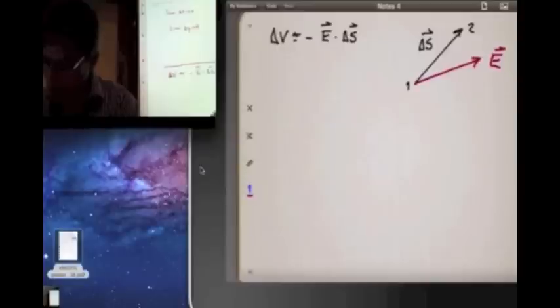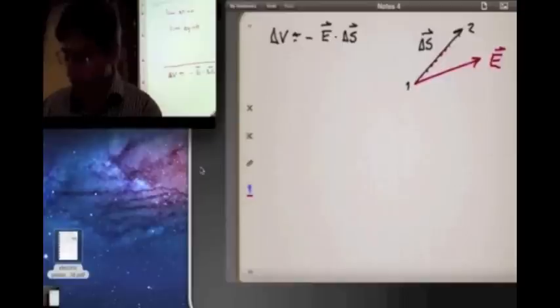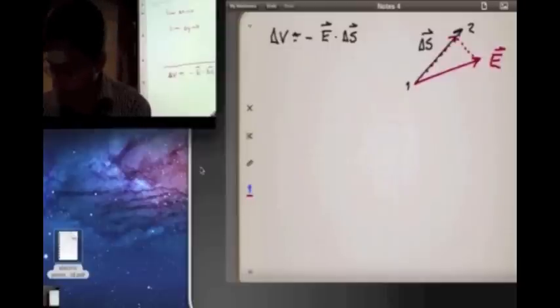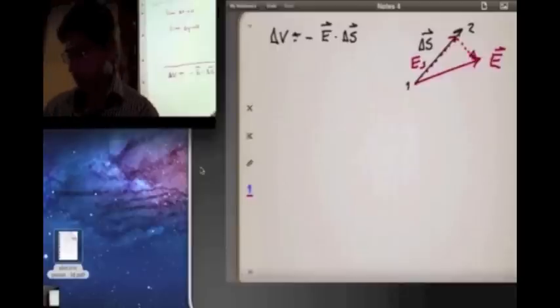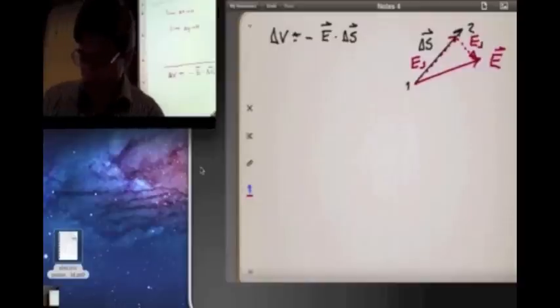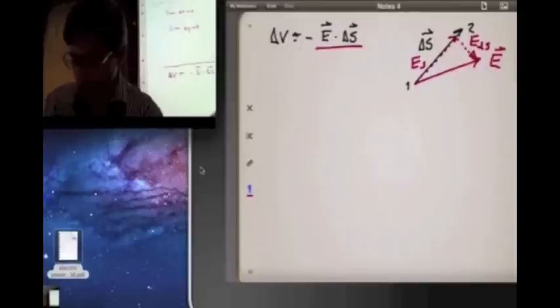That electric field you can decompose into two components. The component of the electric field that goes along the vector delta S, I'm going to call that E sub S, and the component that goes perpendicular to it, I'm going to call that E perpendicular to S. So this expression that you have here for the difference in potential when you go from point 1 to point 2, so V2 minus V1, well, you can write it as minus E sub S times delta S.